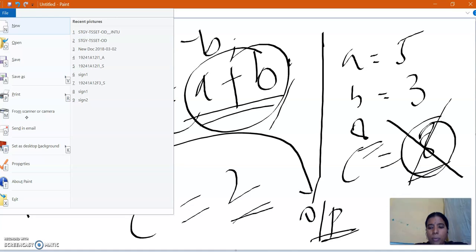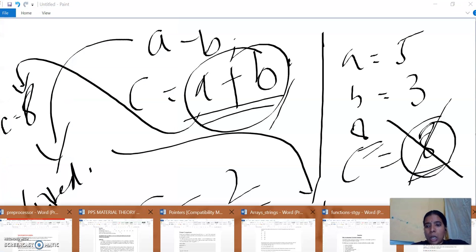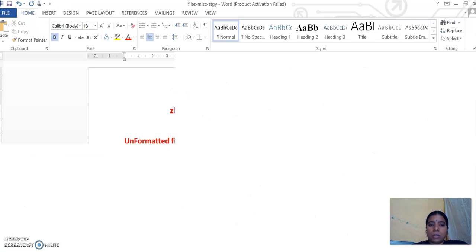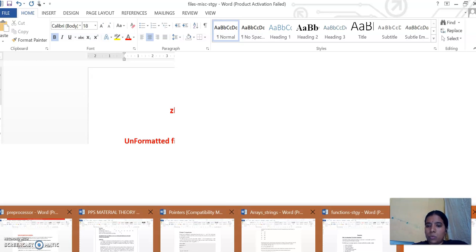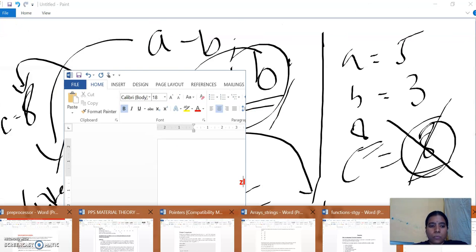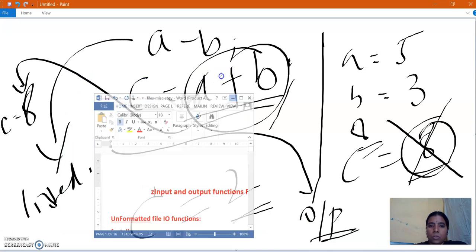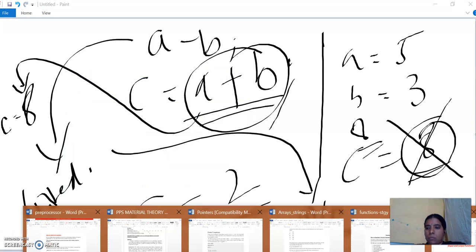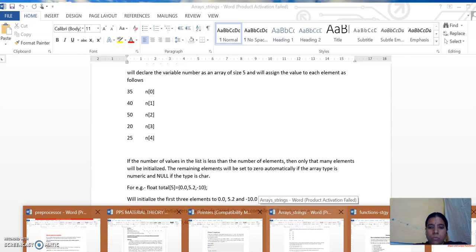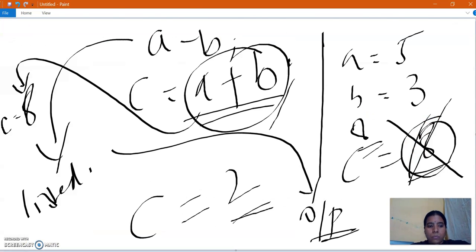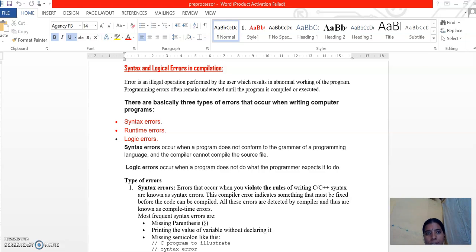On the other hand, there are many other errors, such as semantic errors, which hinder the meaning of the program. So let us now take a tour to check out what all the errors in C language are, and how we get over errors. Here we go. Let's study the syntax and logical errors in compilation.